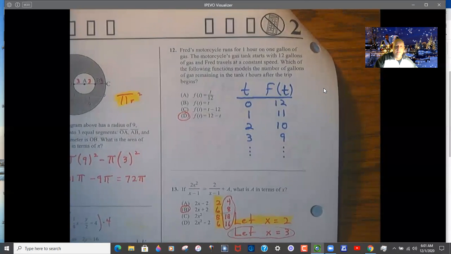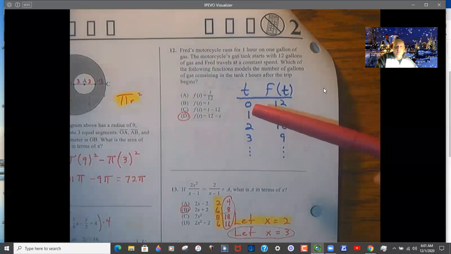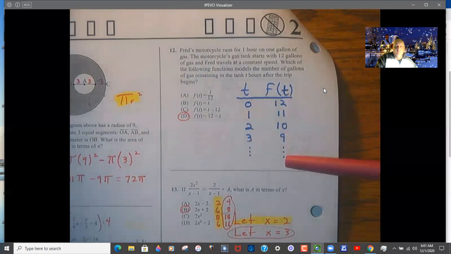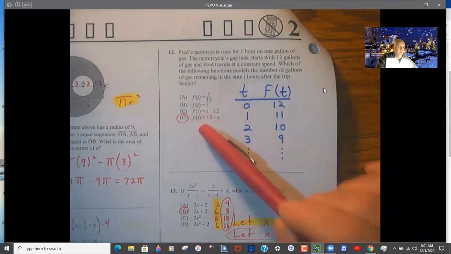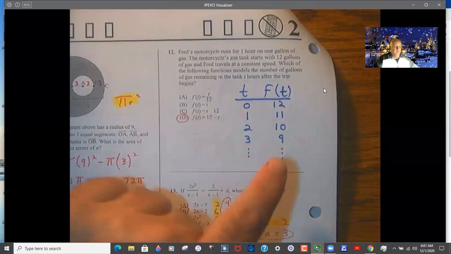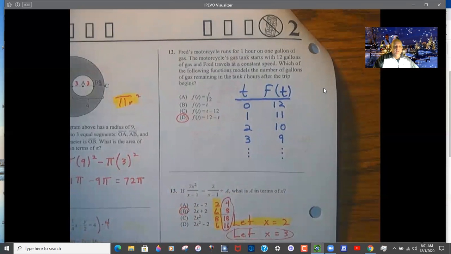Problem 12. So what I do in this case is just start writing down a little table. So your X is time, and then your Y is fuel remaining if you burn 1 gallon per hour. So starting you have 12, and then after 1 hour, 11 gallons, after 2 hours, 10 gallons, and so forth. Which of these functions produces that table? And it would be the 4th function.